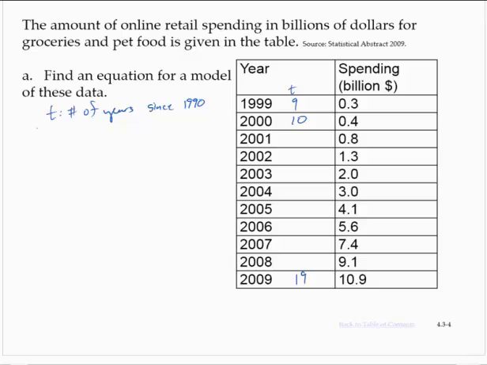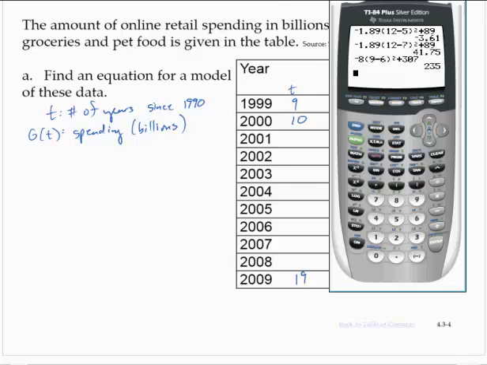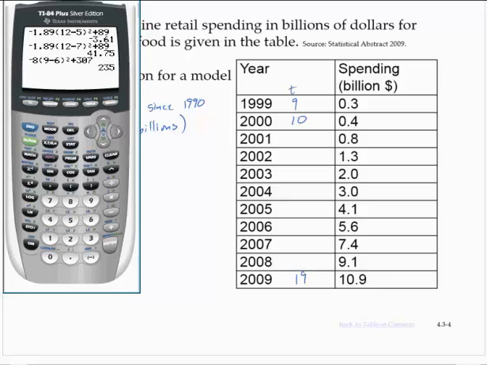And we will let G of T represent the spending in billions. Alright, so let's get our data into the calculator. Let's take a look at the data. Stat edit, and let's clear this old stuff.